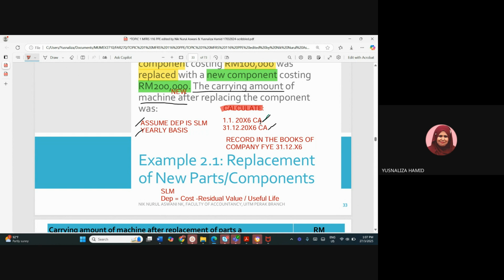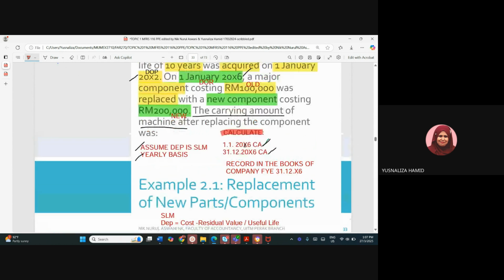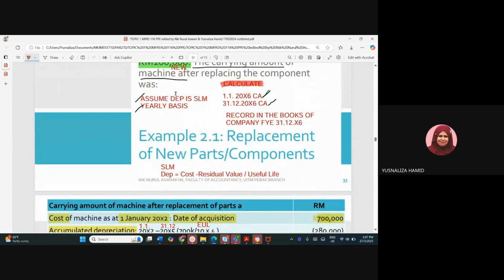You need to record that as well in the journal entry in the books of this owner of the machine. So no name is given.